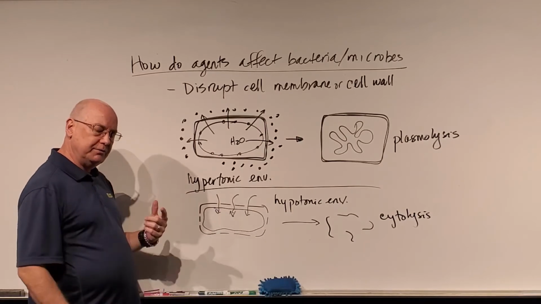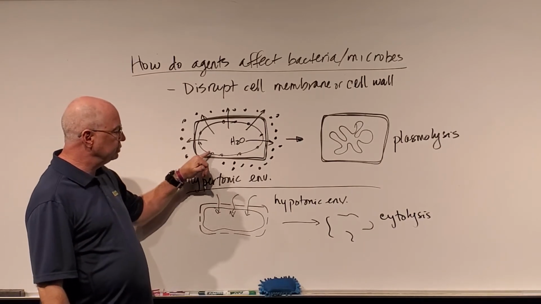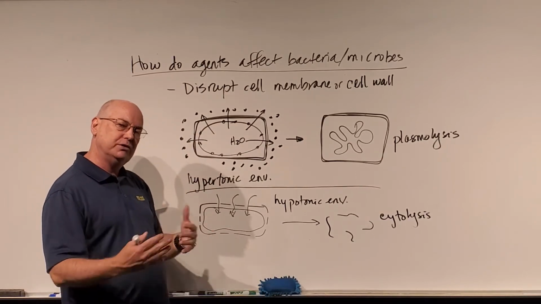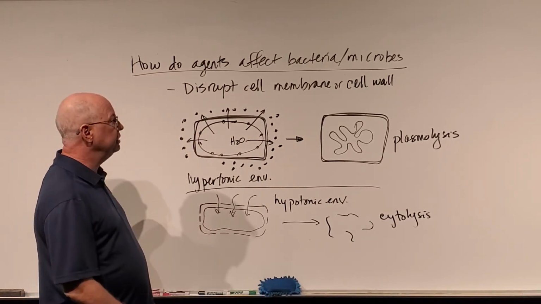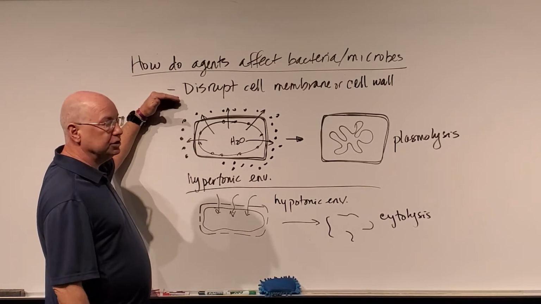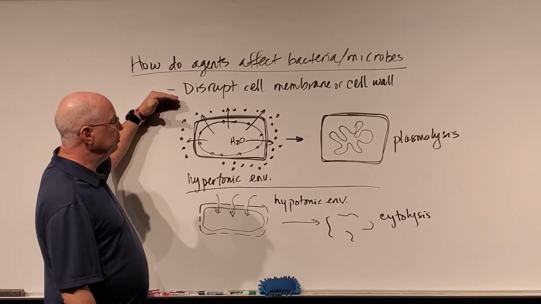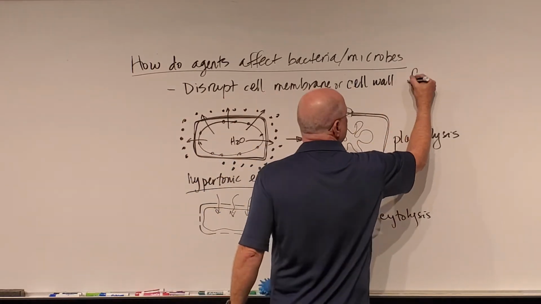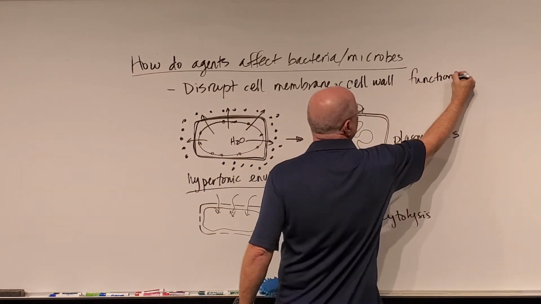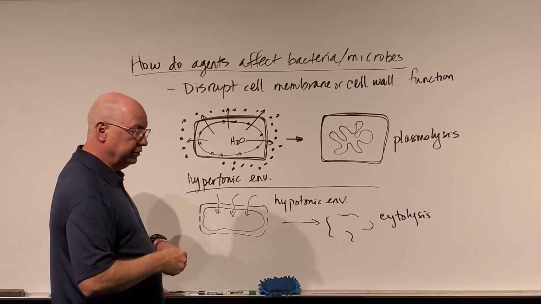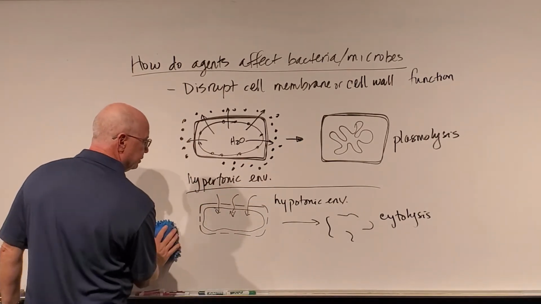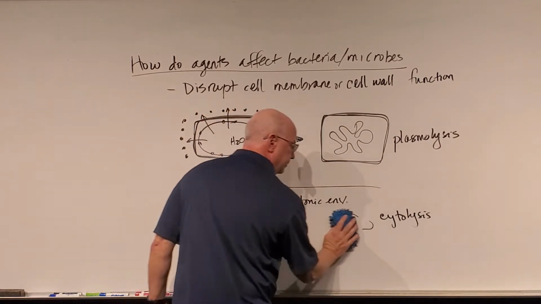Another way that chemicals can disrupt the cell membrane is to bind to proteins present in the cell membrane and prevent the transport of certain substances into or out of the cell. So many of the agents that we're going to use to affect bacterial growth can disrupt cell membrane or cell wall function. Okay? And we can either slow their rate of growth or kill them depending on what we do. And you need to know the terms plasmolysis and cytolysis and why they occur.